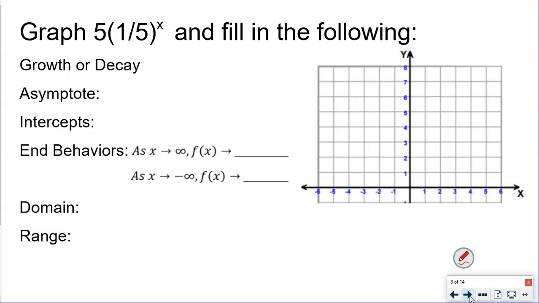The next one, I'm going to put this in the calculator, but first I see that this is 1/5, and so if that is between 0 and 1, then we know that this is going to be a decay function. Remember, our intercept has to do with that value right there. So that's going to be 0, 5. So that means we're going to intercept right there. Our asymptote for these, remember, is going to be y equals 0 always, because that's what it's always going to be for decay and growth.